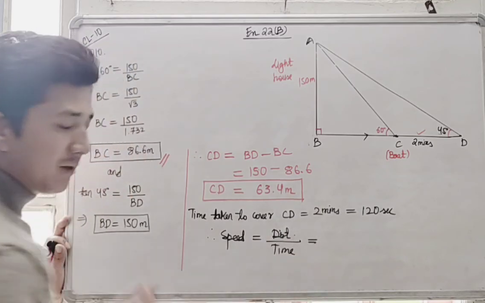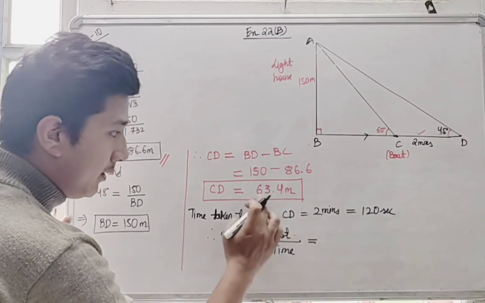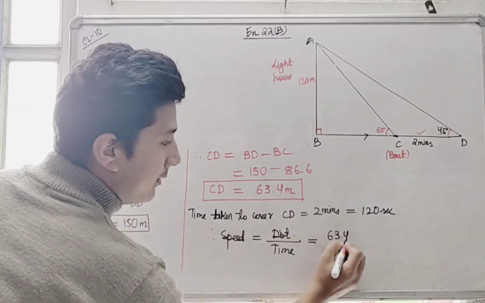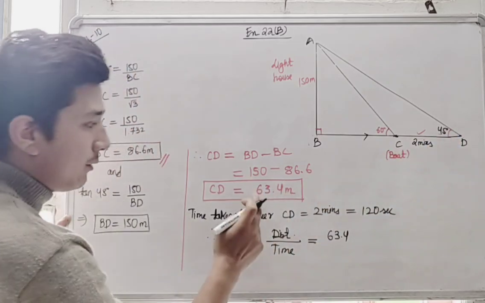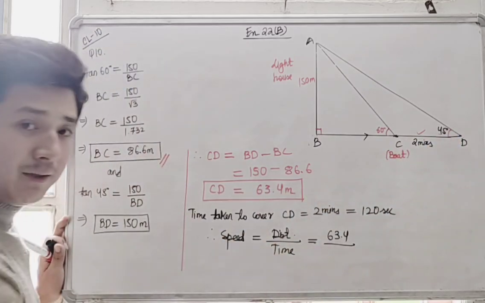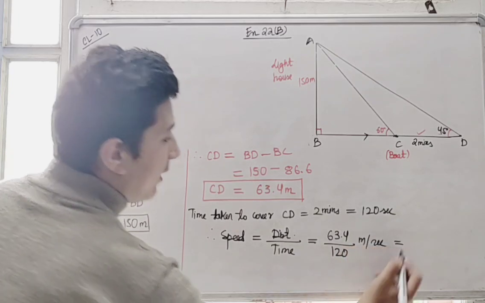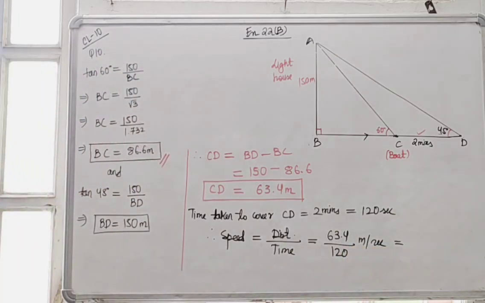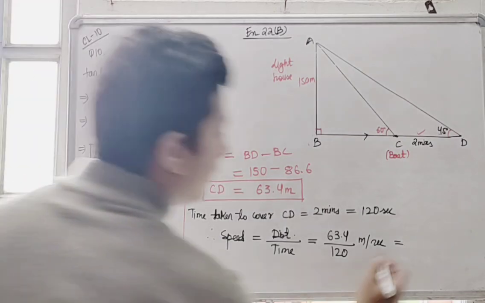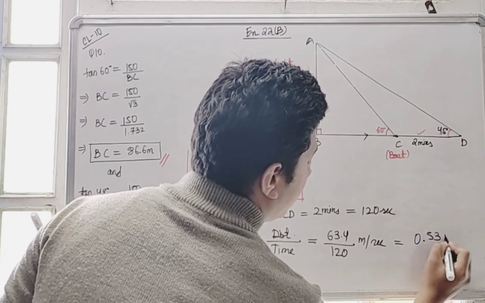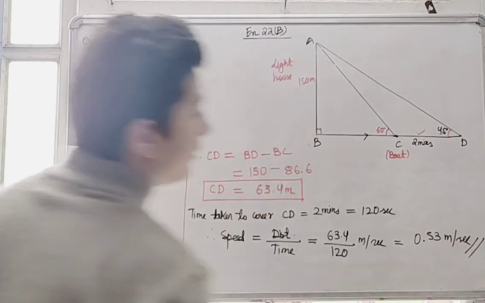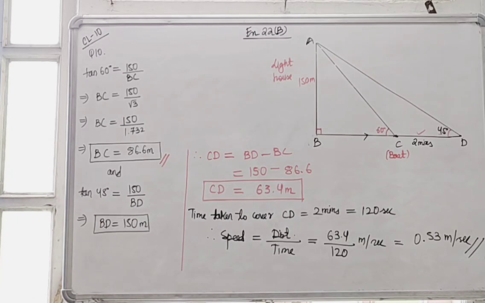How much distance is it covering? 63.4, CD. How much distance it is covering? 63.4 divided by how much time it is taking? 120. So meter per second. And if you calculate this, 63.4 divided by 120, then we will be getting 0.53 meter per second. So hence the speed of the boat is how much? 0.53 meter per second. So I hope you're clear with this. So please pause the video and note it down.